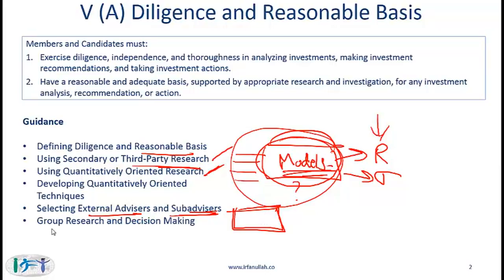The last point related to group research and decision making is subtle but important. In the investment management industry, very often decisions are made by a group or a committee. Let's say that you are part of a group that is making a particular investment recommendation. So this is you, and here are other people who are part of this group. Now, say that this group comes up with a recommendation and you do not quite agree with that recommendation. Should you disassociate yourself from this report? Should you say that you don't want your name published on the report?